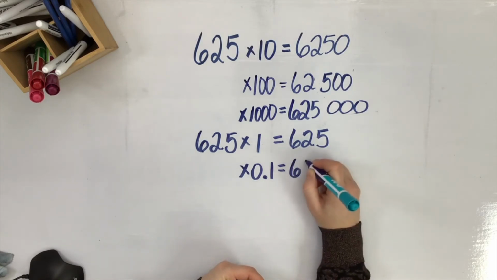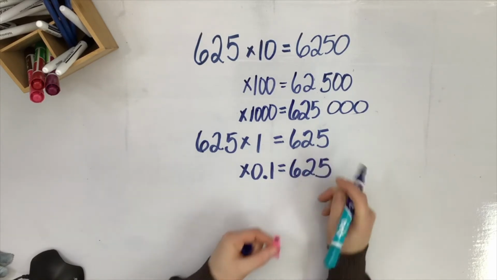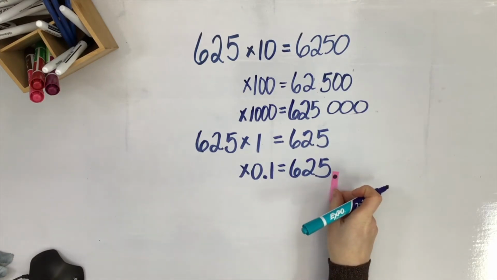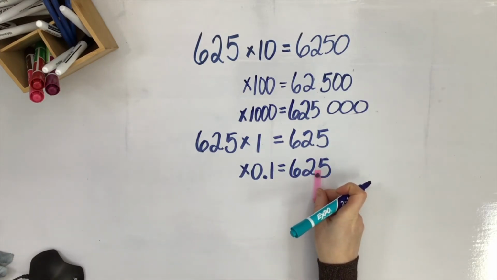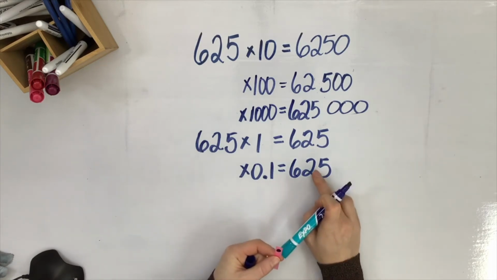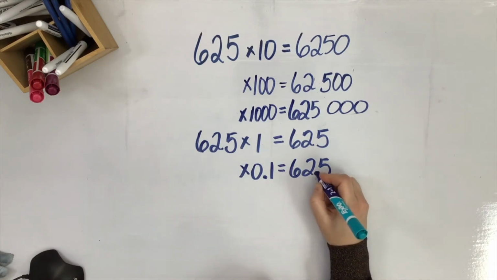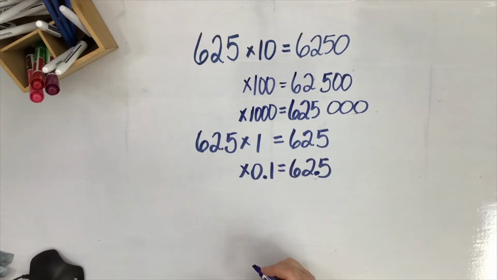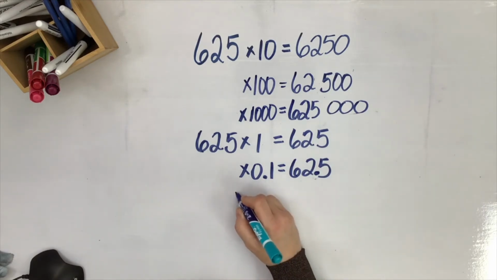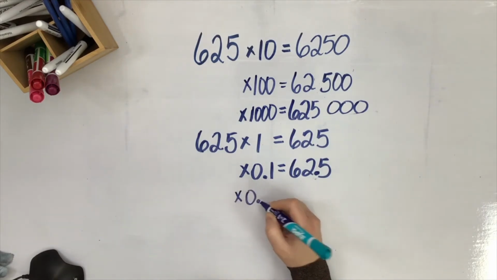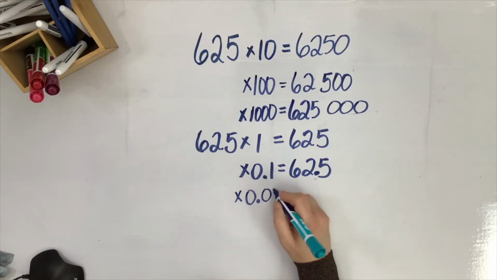So my 625 that I started with a decimal right here is moving its decimal point 1 space now to the left because it's decreasing in value by 10 times. So 62 and 5/10 is the answer. Let's multiply 625 by 1/100.